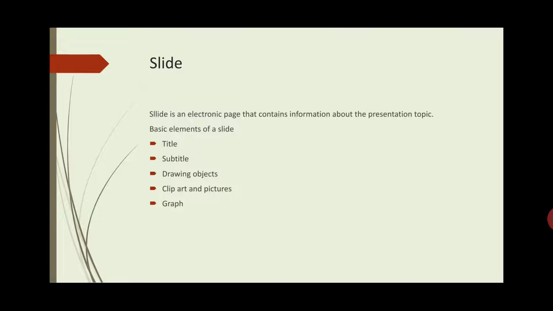Next, clip art and pictures. It refers to the graphical objects that help in enhancing the appearance of the slide. Next, it is graph. As you know, a graph is the pictorial representation of data. It refers to the graphical object that allows you to draw a relationship between objects in a slide.